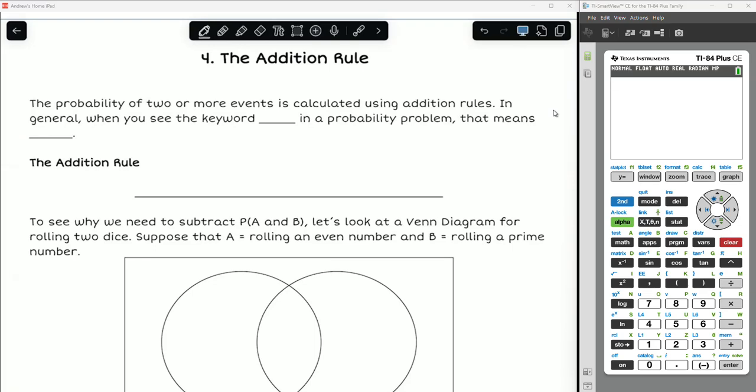In this video, we're going to talk about one of the two rules we use to calculate the probability for more complex events. We're going to start with the addition rule. The probability of two or more events is calculated using addition rules. In general, when you see the keyword "or" in a probability problem, that means we're using an addition rule. It means to add.